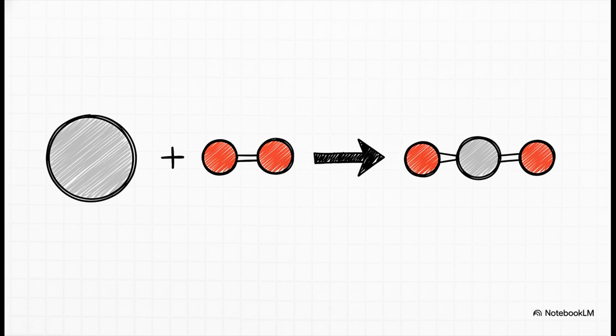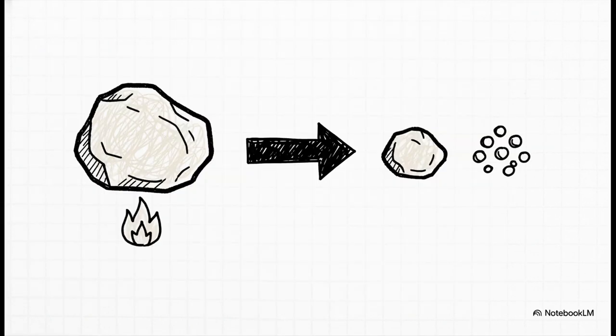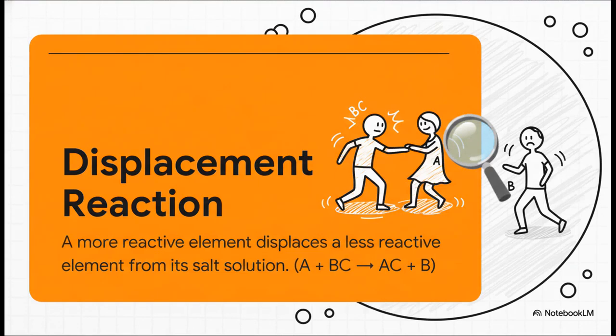See? Simple. And the total opposite is decomposition. Here, one compound breaks down into simpler parts. It's just splitting up. Like when you heat limestone, it breaks down into quicklime and carbon dioxide gas. Super important process. Next, we've got displacement reactions.